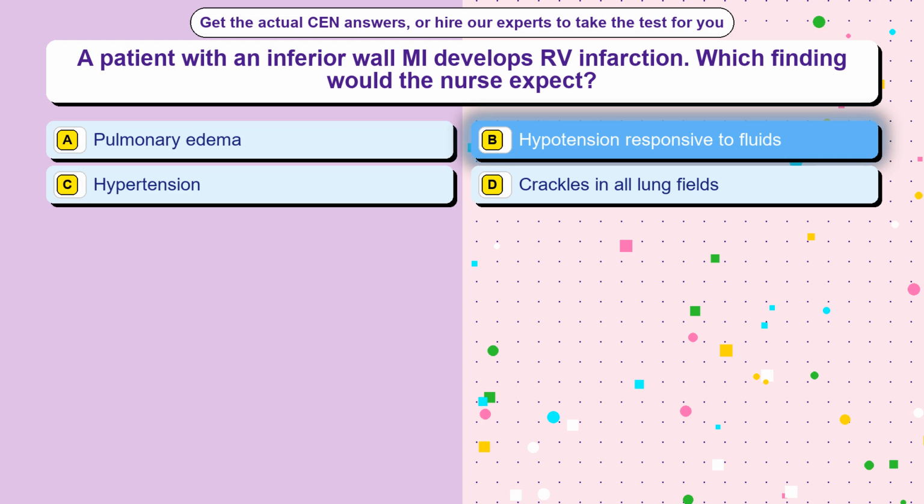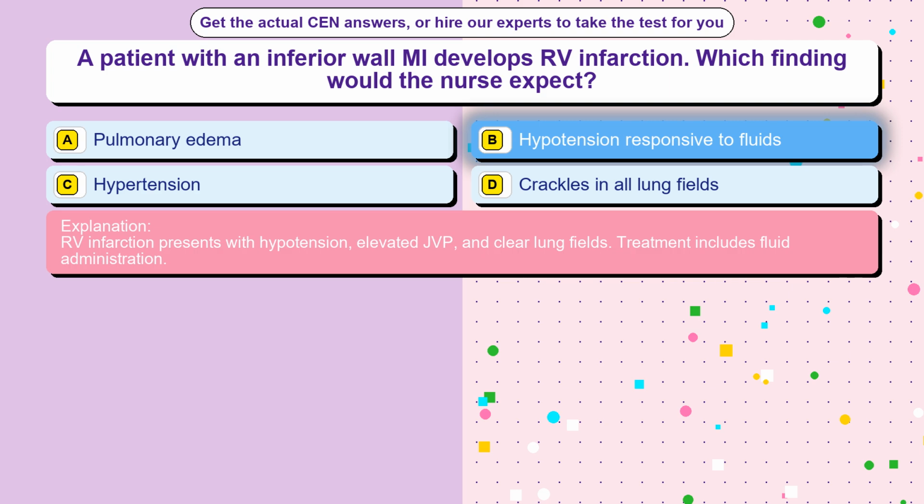The correct answer is option B, hypotension responsive to fluids. RV infarction presents with hypotension, elevated JVP, and clear lung fields. Treatment includes fluid administration.